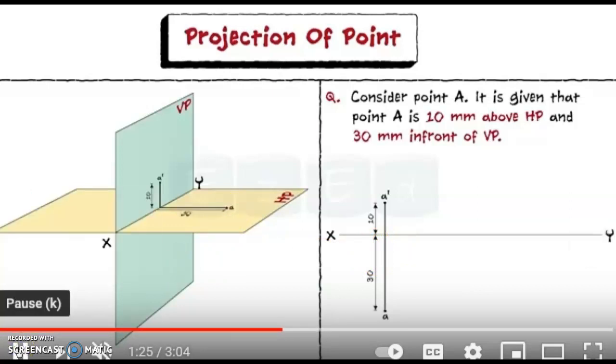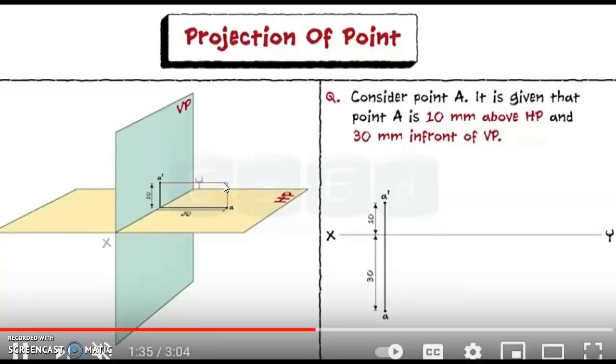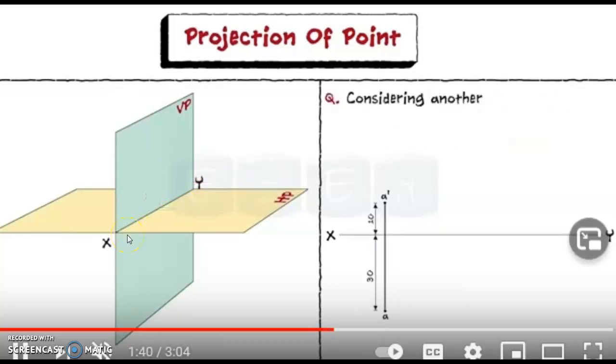Just listen. The point is 10 mm above HP and 30 mm in front of VP. This is the actual point A. A dash is the front view and A is the top view. So these are the two views.